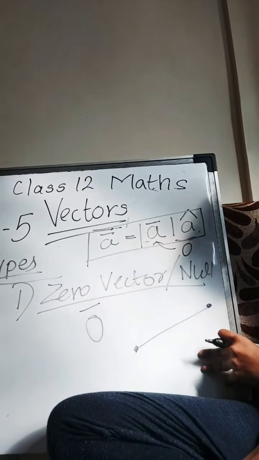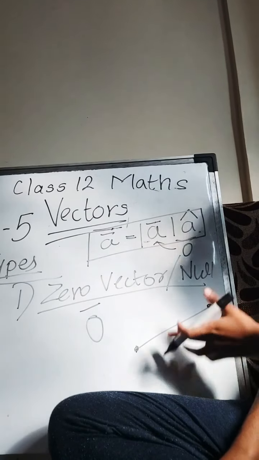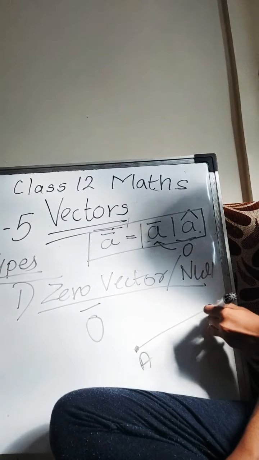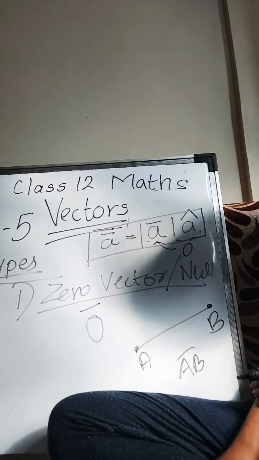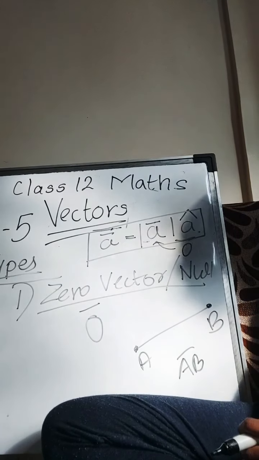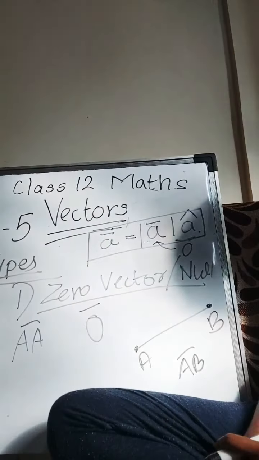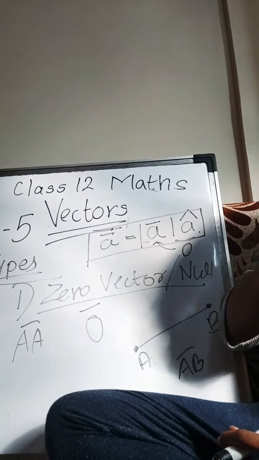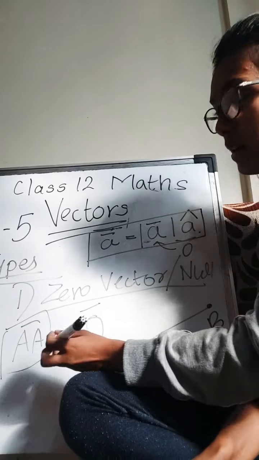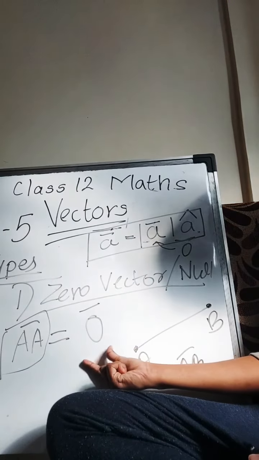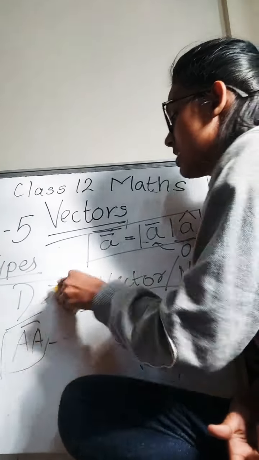So when will the magnitude become 0? Whenever the initial point and the terminal point will be the same. So if I wrote it as AB bar, but now initial point and terminal point are the same, this means I'll represent it as AA bar, right? A is the initial point and A is also the terminal point. So whenever this kind of vector comes, it will give the result as a zero vector. Okay, now you understood the zero vector.